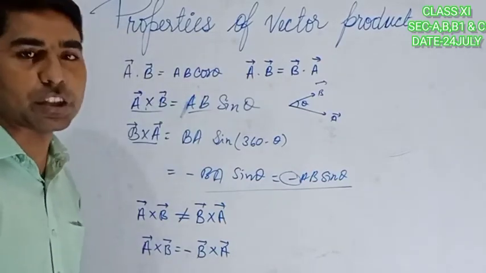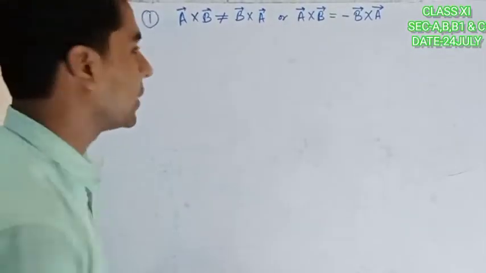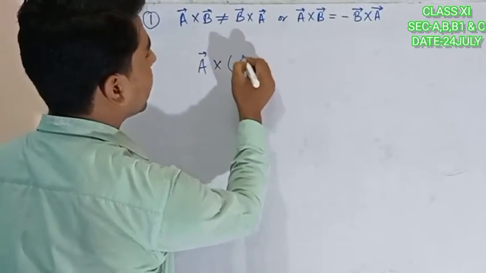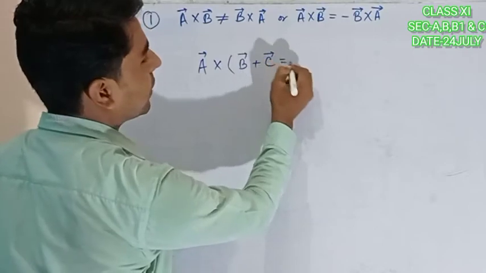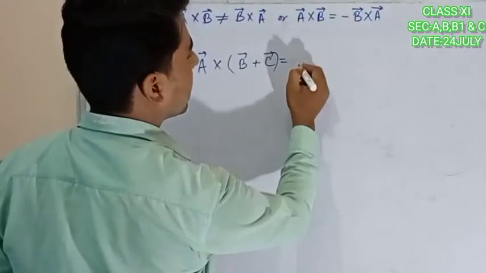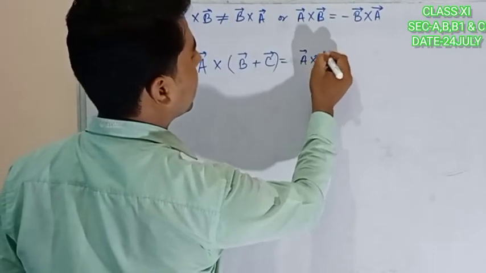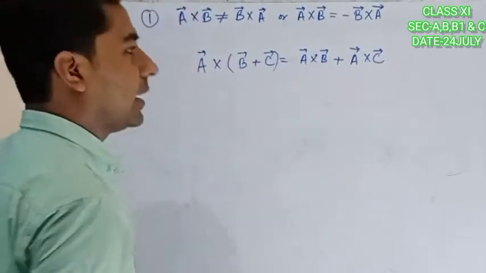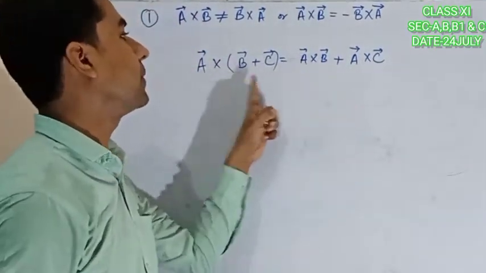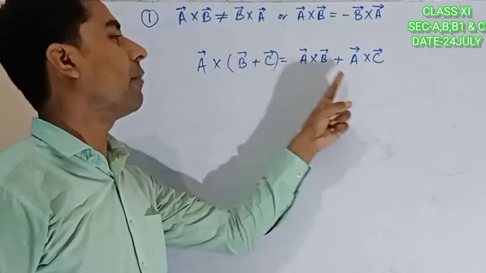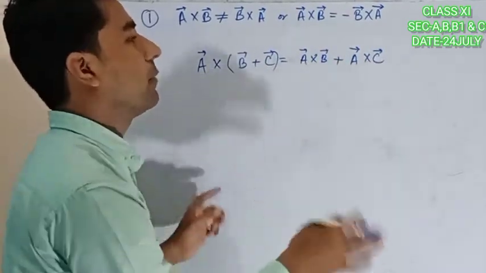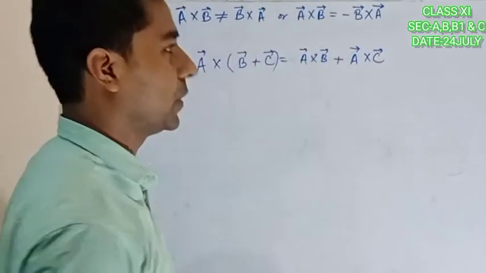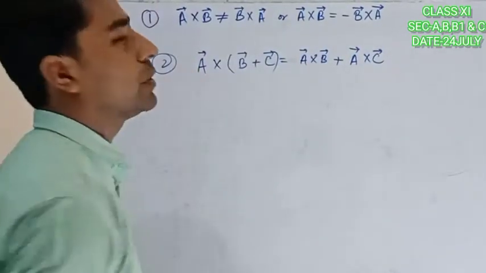Next property is about distributive. Let's see that. So I'm writing here vector A cross, vector B plus vector C. I'm not going into detail, just writing here vector A cross vector B plus vector A cross vector C. It will be valid if the order remains the same, meaning A first, then B, and then A, then C. If you want to change the order, then you have to put a negative sign, like in the first property. So this is the second one, distributive property.